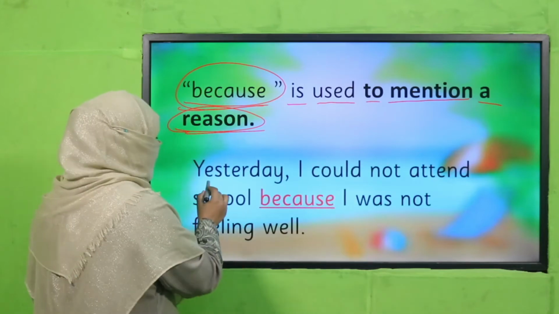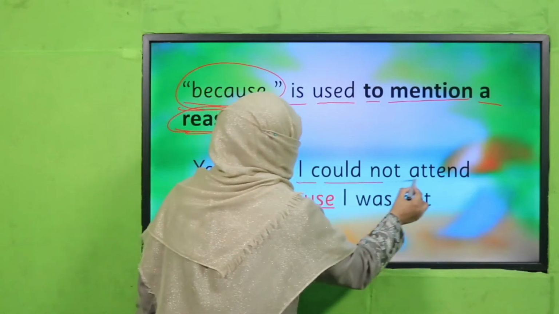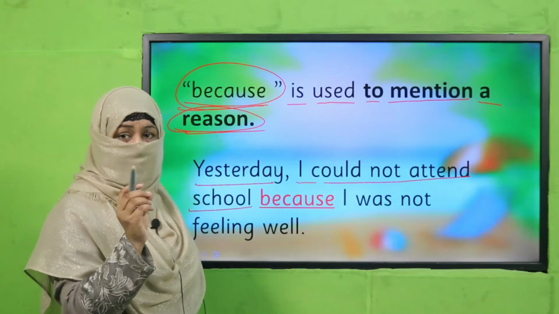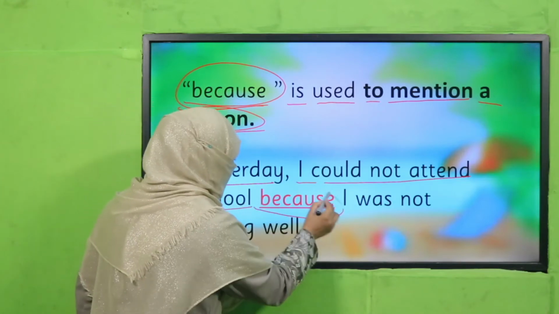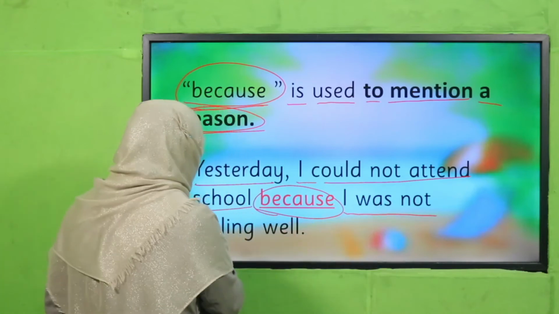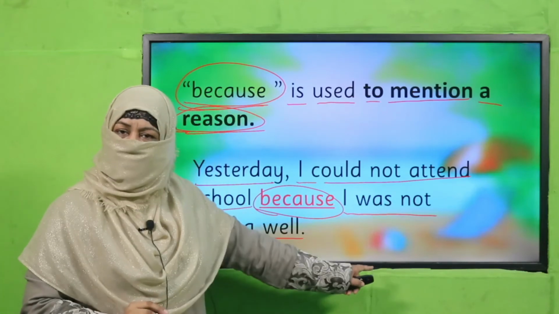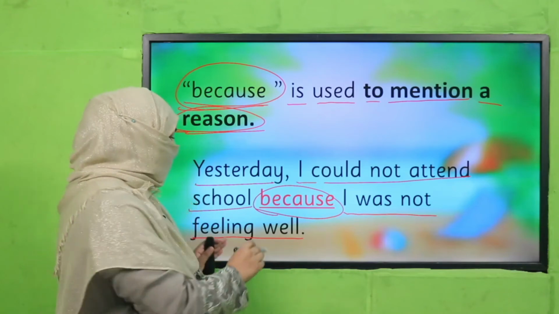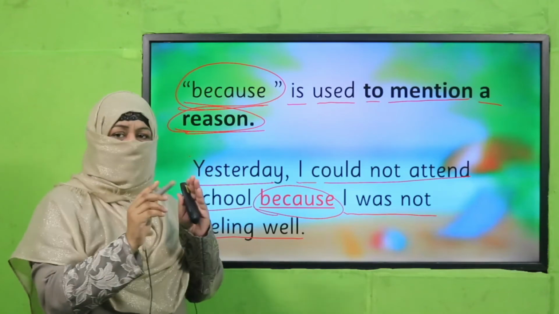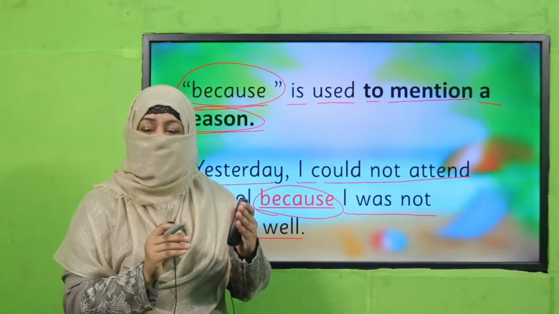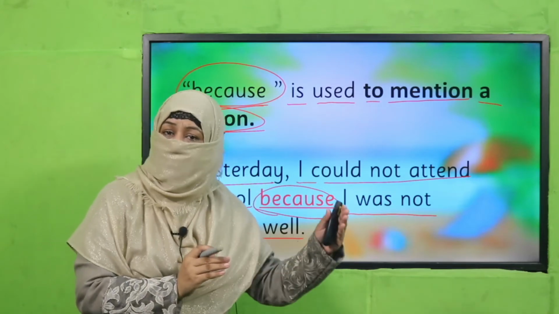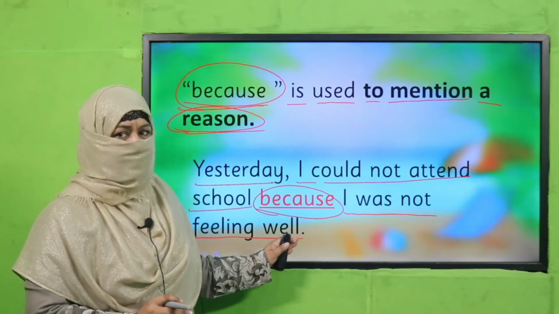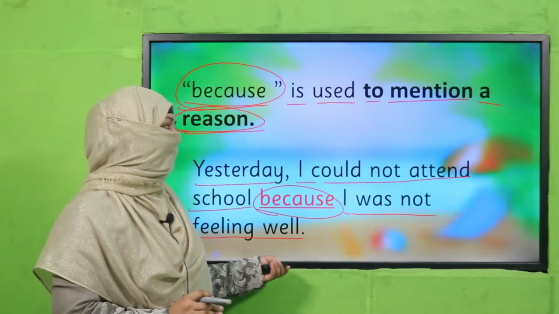How? Look at this. Yesterday I could not attend school. So this is the sentence. Why? Because I was not feeling well. This is the reason. So whenever in a sentence we are saying something and after that we have to mention its reason, we'll use the conjunction because, right? So are you clear?